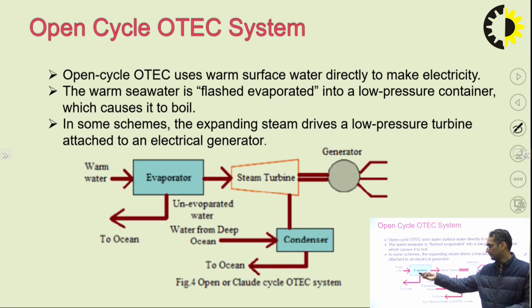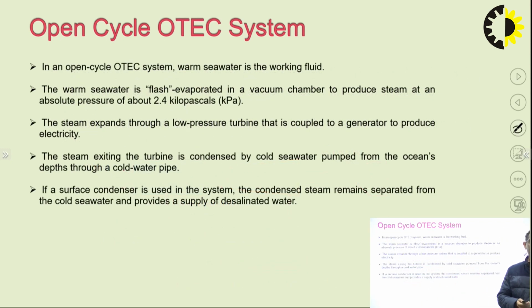So, this is the warm water which enters the evaporator, and it falls on the steam turbine connected to the generator. Through the steam turbine it goes to the condenser, and after condensing it is recirculated back to the ocean. This is the open cycle. In the open cycle OTEC system, warm seawater is the working fluid, and the warm seawater is flash evaporated in a vacuum chamber to produce steam at an absolute pressure of about 2.4 kilopascals.